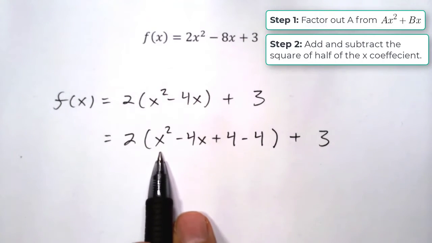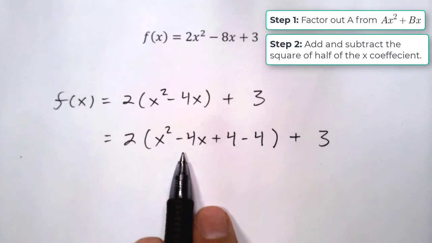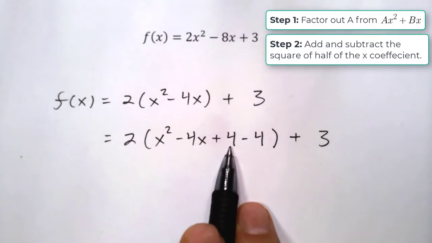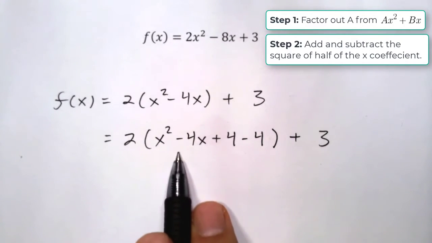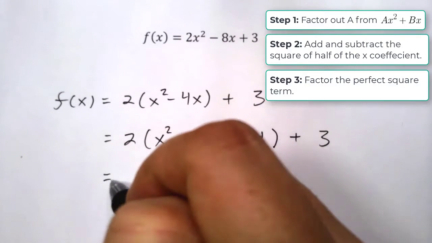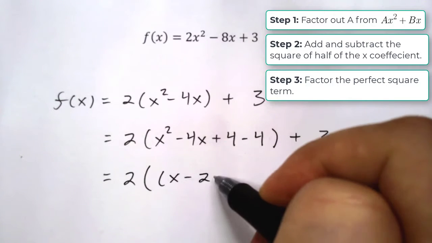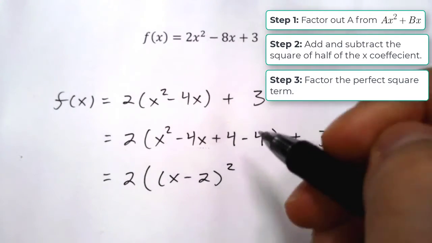Now what we're going to look at is these 3 terms over here. This magic trick that we just did, where we halved this number and then squared it and added it, produced a perfect square. So this expression right here will be a perfect square. So factor it. This one factors as x minus 2 squared. And then we have a -4 left over.